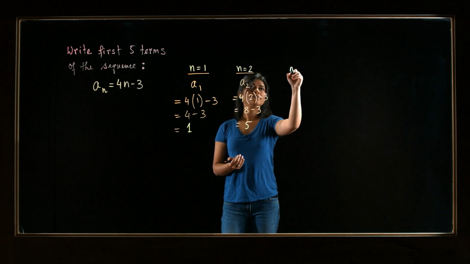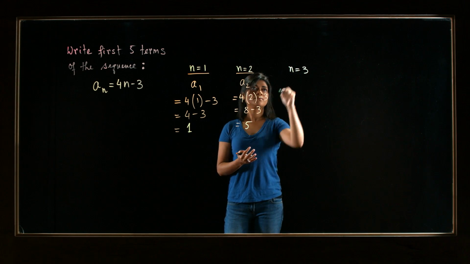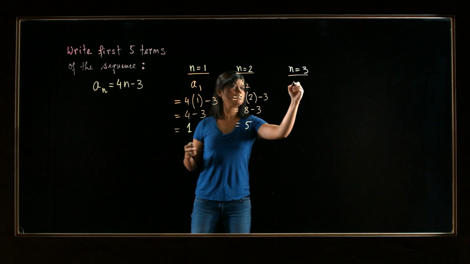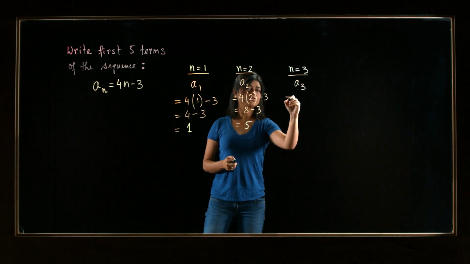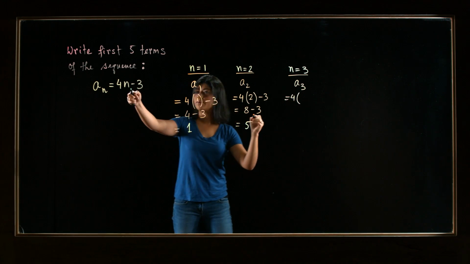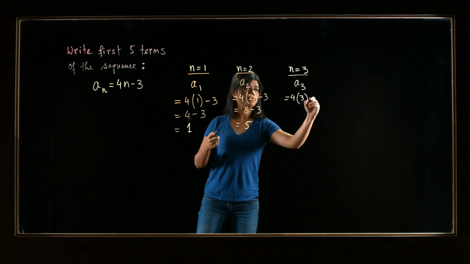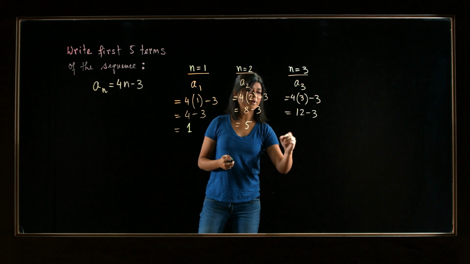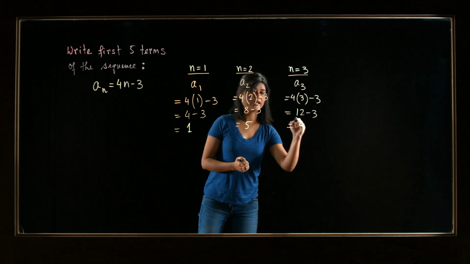Next, n equals 3. Okay. Now n equals 3 means we are finding A3, and that is equal to 4 times, remember you plug in 3 for n. So 4 times 3 minus 3, 4 times 3 is 12, 12 minus 3, and that is 9.